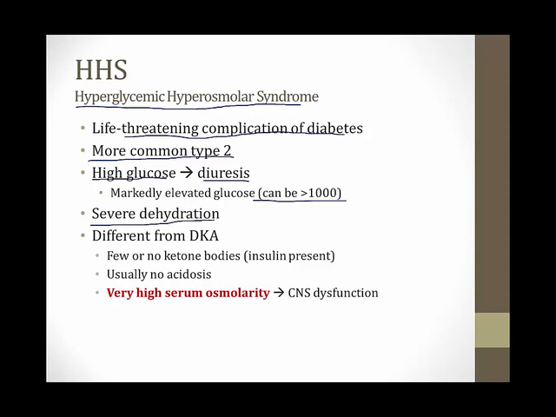There are a couple of differences from DKA that you should know about. First of all, there are usually few or no ketone bodies present, and the reason for this is because in type 2 diabetics there is some insulin still present. There are some beta cells that are still functioning. Therefore, usually there's enough insulin around to prevent the formation of a significant number of ketone bodies. For this reason, there is usually no acidosis, so all the symptoms of acidosis we talked about before in DKA do not occur. What does happen in HHS is that the glucose level gets so high that there is very high serum osmolarity, and this can lead to CNS dysfunction, which is much more characteristic of HHS than DKA.